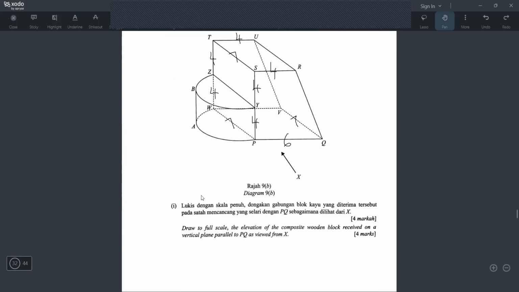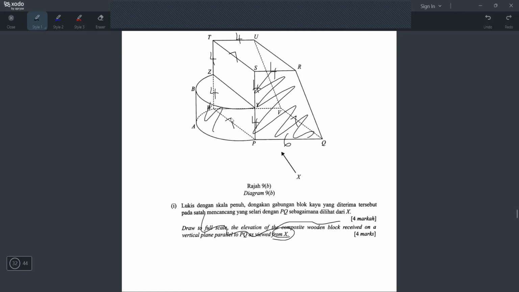Let's see what they want now. Draw to full scale the elevation of the composite wooden block on the vertical plane parallel to PQ as viewed from X. All this is not important, just look from X. So looking from X, what do you see? You will see this surface and you will see this surface, right? But for this surface, when you look from X, you will just get a rectangle that looks like this.